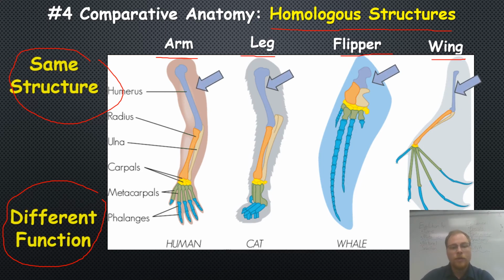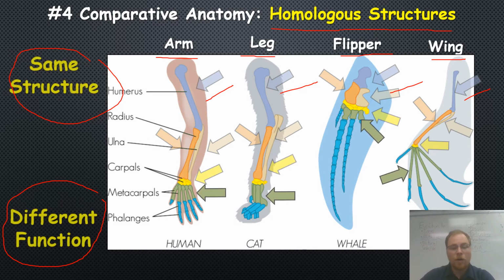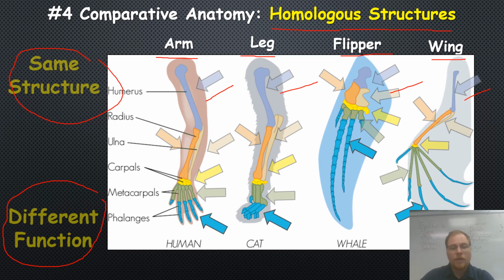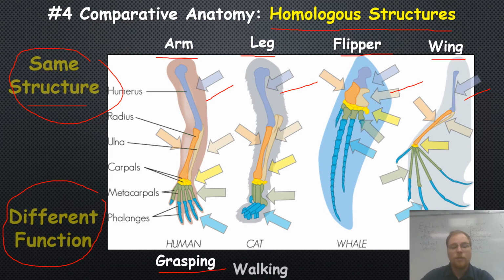animals. Now you look, they all have this humerus bone right here. They all have the radius. They all have an ulna. They all have the carpals, kind of connecting the toes to the rest of the arm, and they have the metacarpals and phalanges. They all basically have the same structure, but their functions of grasping or walking or swimming or even flying are going to be completely different.